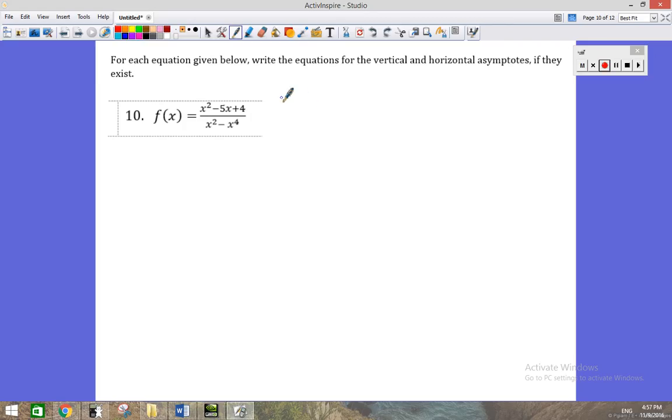If I do the horizontal asymptote first, I can compare the degree of the numerator against the degree of the denominator. The numerator here is a quadratic, so it's of degree 2. The denominator is of degree 4. I can see the biggest exponent there is 4.